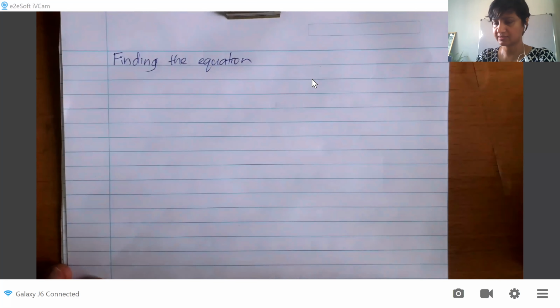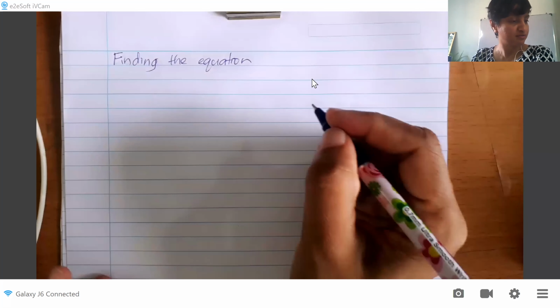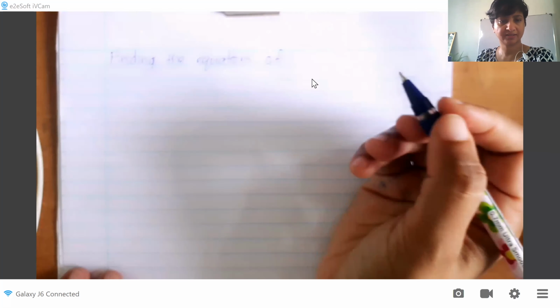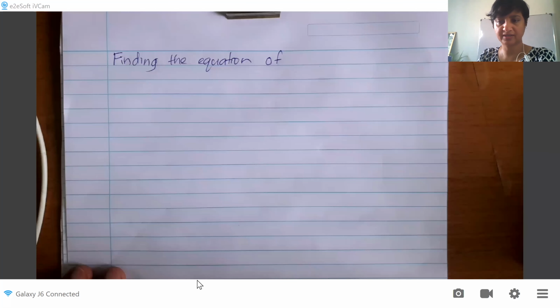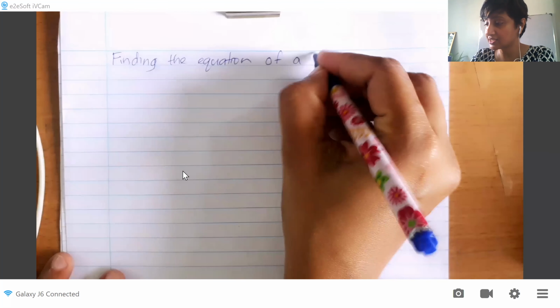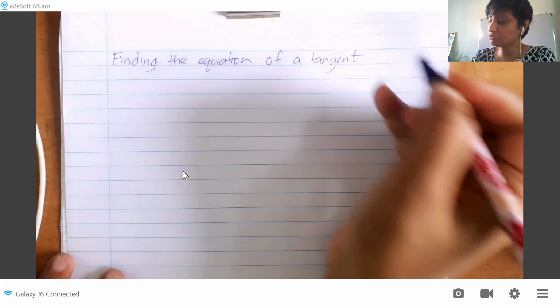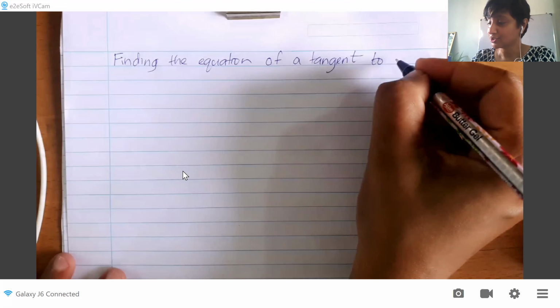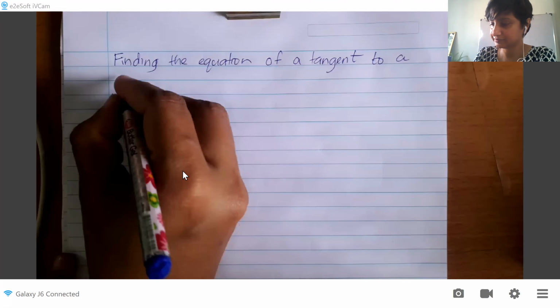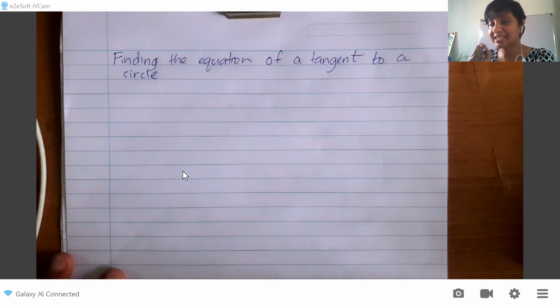Finding the equation. Let's somehow finish this today. We will take this challenge. Finding the equation. You can see, right? Are we still recording? Yes, ma'am. Finding the equation of a tangent to a circle. This is a long topic. Finding the equation of a tangent to a circle at a given point.